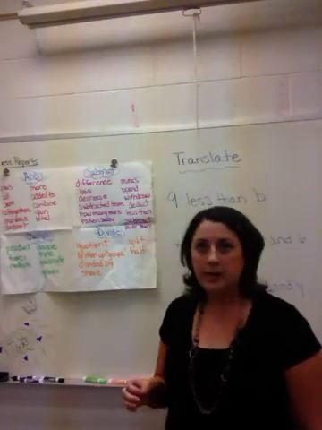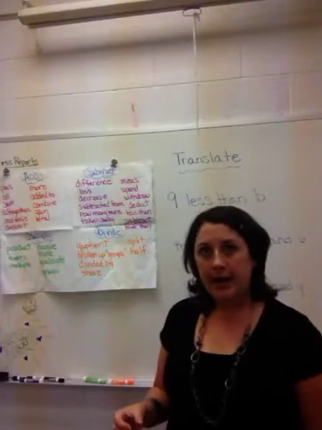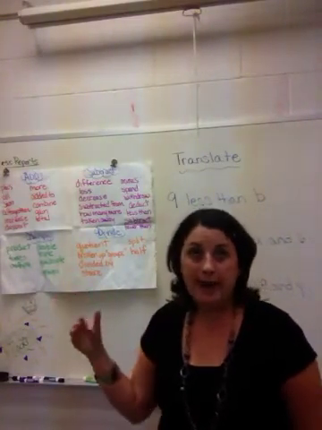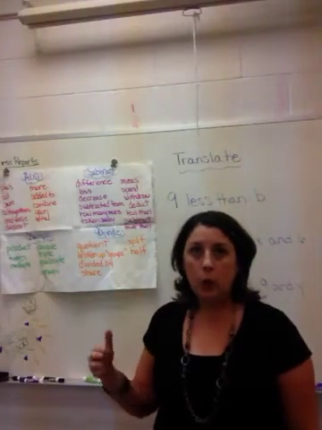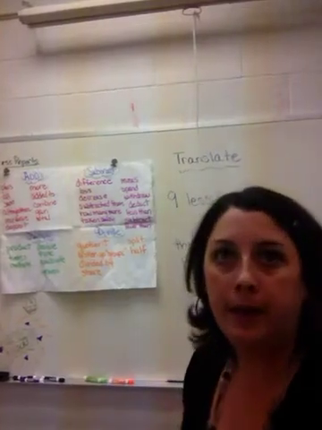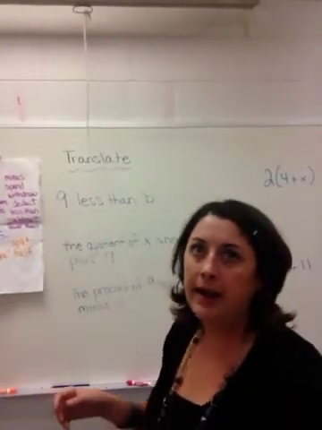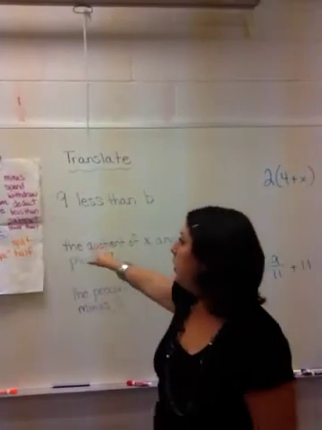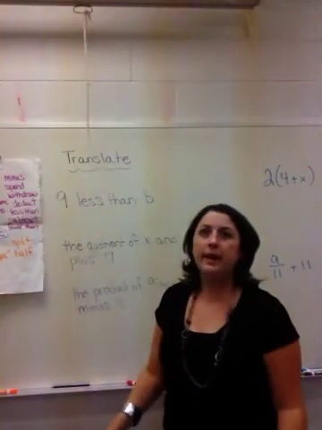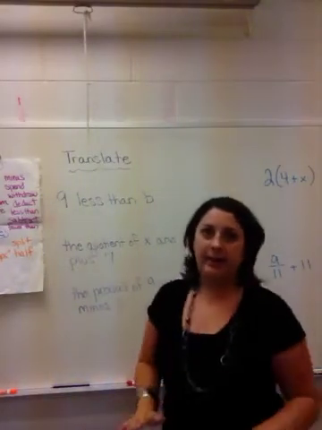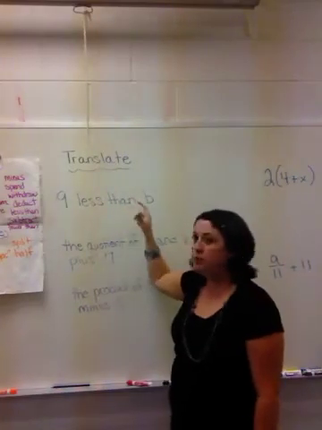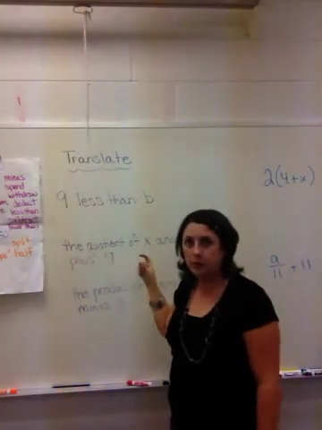Because what translating expressions means is taking an expression from either word form to number form, word form to algebraic form, or from algebraic form to word form. So let's talk a little bit about what that means. So you see here that we have some expressions. For example, 9 less than B. What we talked about in class was breaking it down. So how do we break down these words and make them into either numerical or algebraic form?